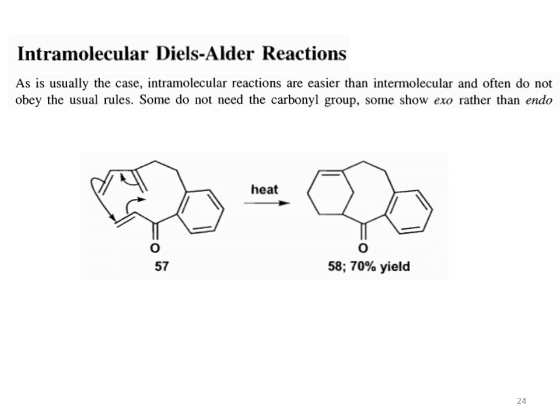Up till now we have discussed intermolecular Diels-Alder reaction. Here we will discuss intramolecular Diels-Alder reaction. In an intramolecular Diels-Alder reaction, the diene and the dienophile are present within the same molecule. When the diene and the dienophile are present in the same molecule, such Diels-Alder reactions are called intramolecular Diels-Alder reactions. Intramolecular Diels-Alder reactions are easier than intermolecular Diels-Alder reactions and often do not obey the usual rules of the Diels-Alder reaction.